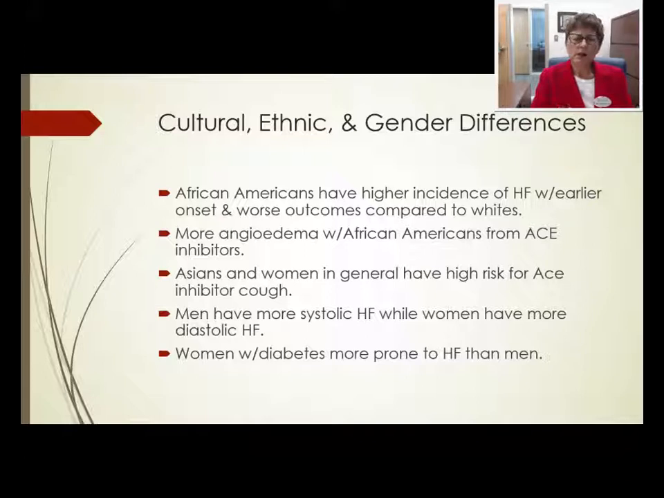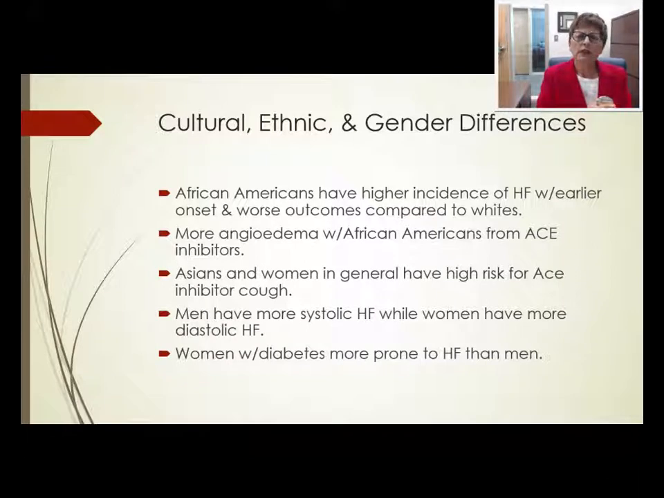ACE inhibitors are a drug that decreases our peripheral resistance, and is ordered for hypertension and for heart failure. It decreases preload. So angioedema is where there's swelling through edema throughout the body into the tissues, and it can cause respiratory failure because they can actually have swelling so significantly around the throat that they can't breathe.